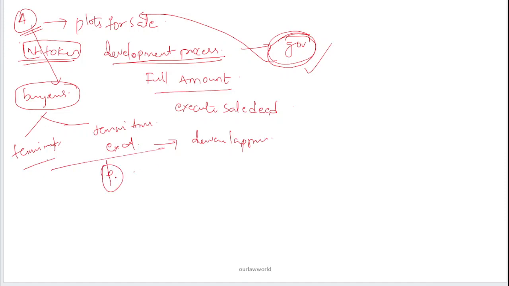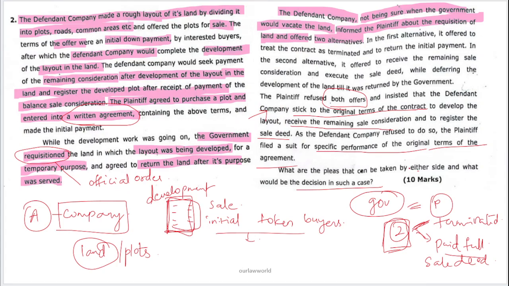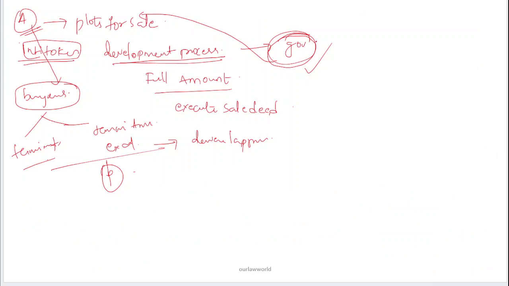So now what happens in this scenario? In this question, they are asking what are the pleas taken by either side and what would be the decision in such a case. Obviously, when a government has passed that order, you will find on the website of the government such an official notice, whether it is true or not. So the plaintiff can check that, and upon that, the plaintiff has grounds to ask for specific performance of that contract.